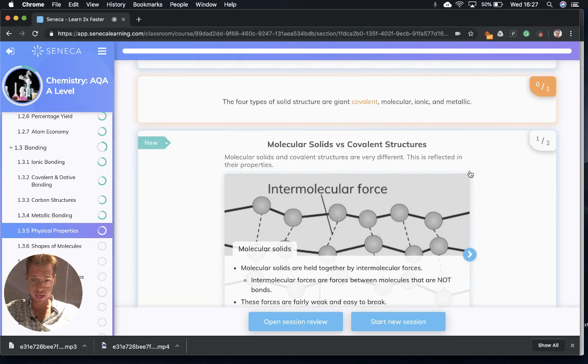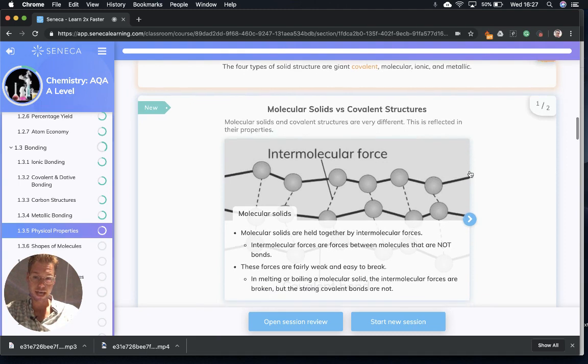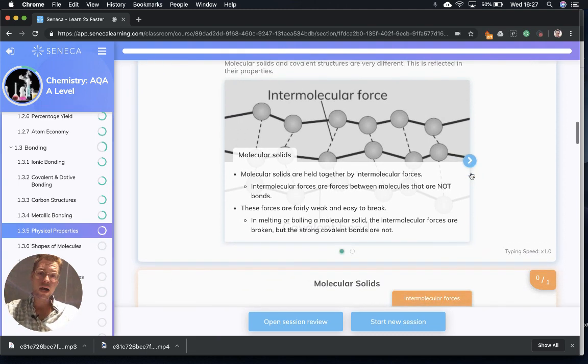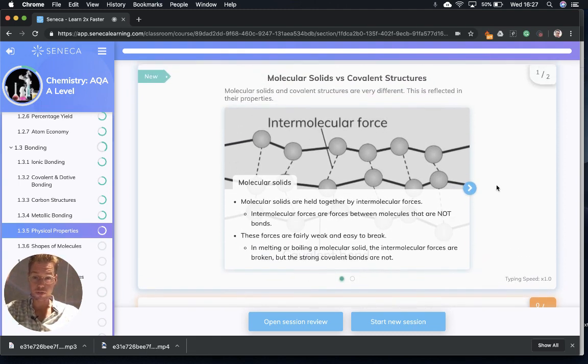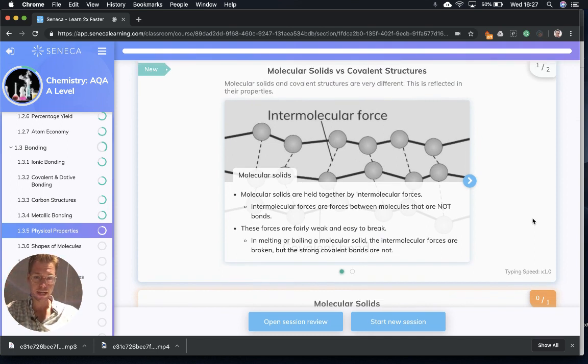Now, what are the four types of solid structure? We've got giant covalent, molecular, ionic, and metallic. Now we're going to compare metallic solids to covalent structures. Molecular solids are held together by intermolecular forces. Intermolecular forces are forces between molecules and they're not bonds. Very important. Do not say they're bonds. They are forces between molecules, okay? And the forces are fairly weak and easy to break.